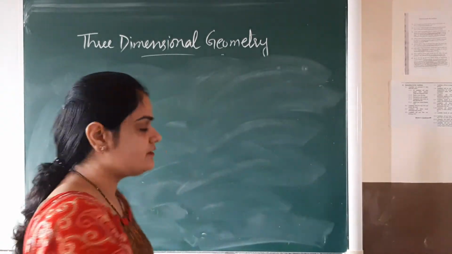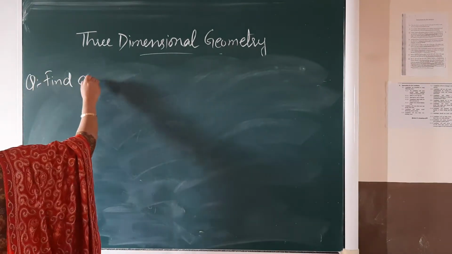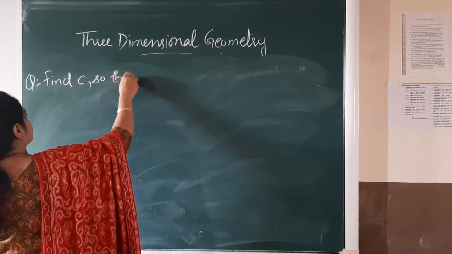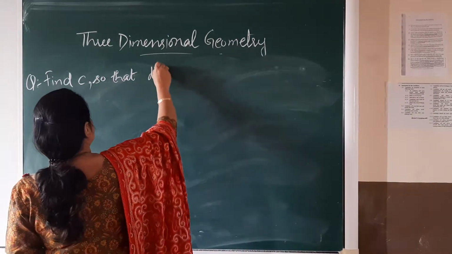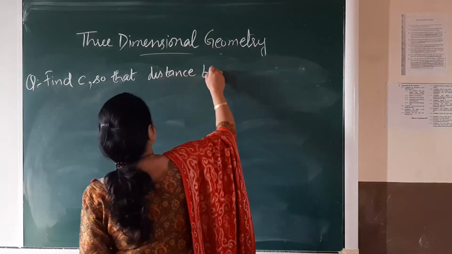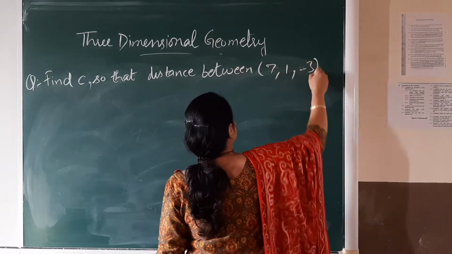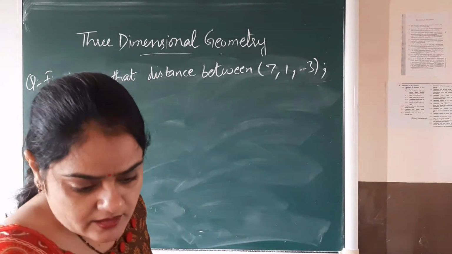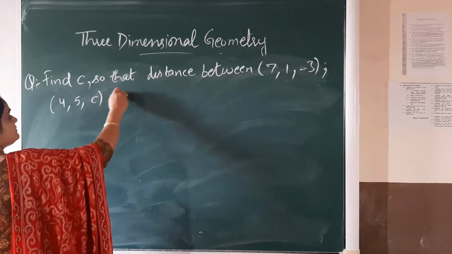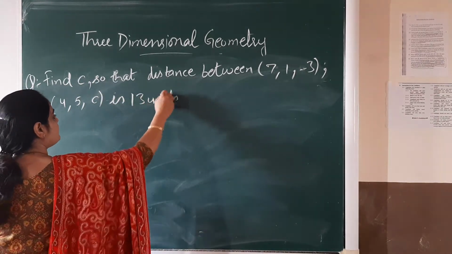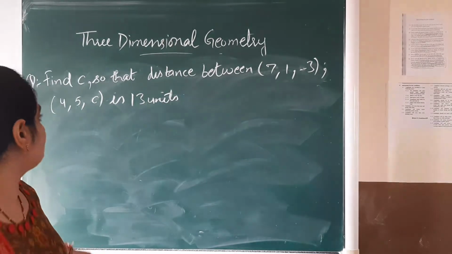The next question is: find C so that the distance between (7, 1, -3) and (4, 5, C) is 13 units. Okay, now distance is already given to us and we need to calculate C.